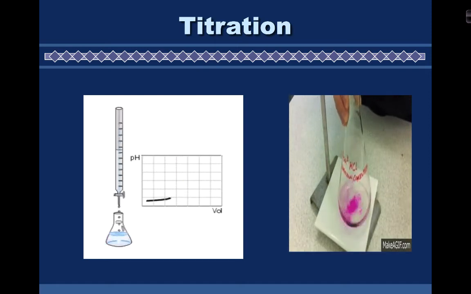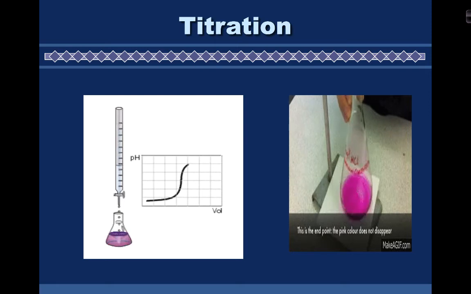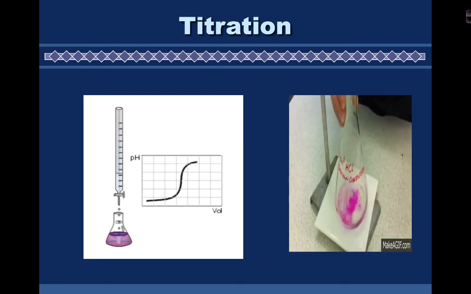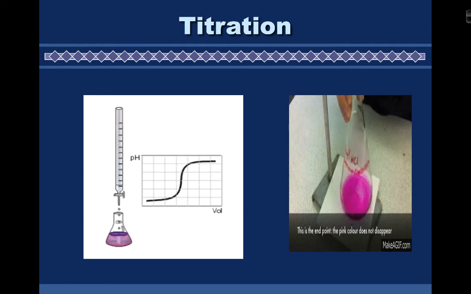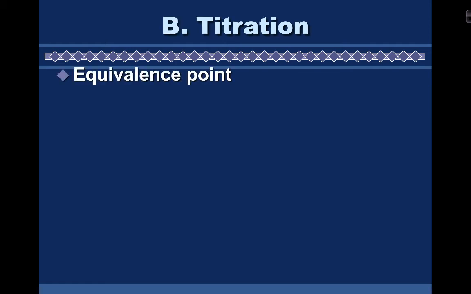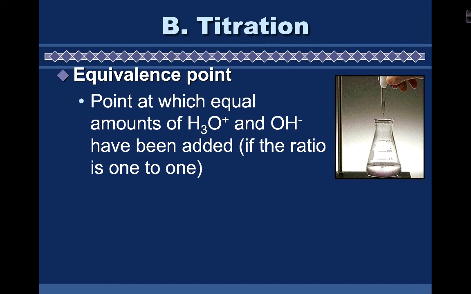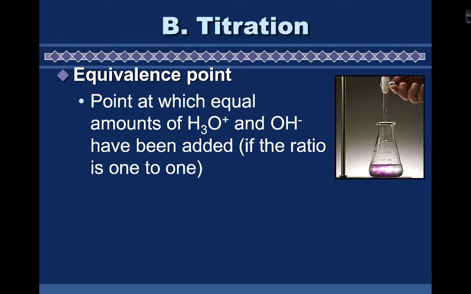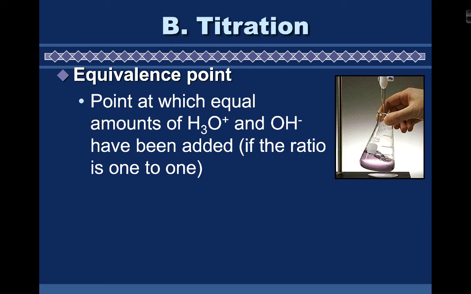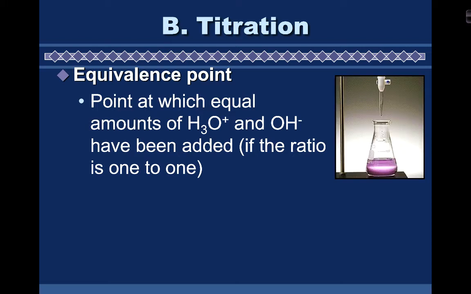Essentially, the reason you go nice and slow is so that you don't overshoot the equivalence point. Okay, so the equivalence point is the point at which there are equal amounts of hydronium and hydroxide. Now that's if the ratio is 1:1. Really, the equivalence point is going to be when you have reacted out all of the titrate. So when all the titrate has been reacted out, that is the equivalence point, which for an acid-base reaction, typically acid-base reactions are going to be 1:1. So the amount of hydronium and hydroxide will be equal to each other.